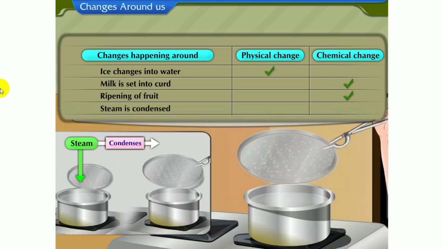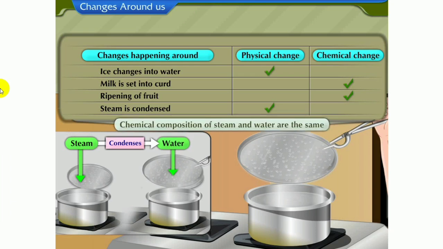Steam is condensed. This is a physical change. Steam condenses and becomes water. The chemical composition of steam and water are the same.